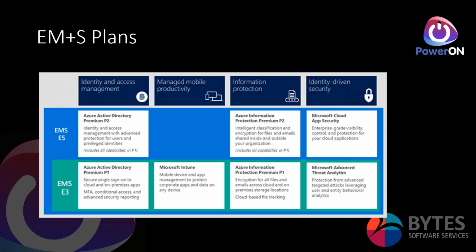So drilling down a little bit into it, I've got a small slide on the EM+S plans. The EMS E3 contains your Azure Active Directory Premium P1 plan, as well as Microsoft Intune, and there's no advanced plan of Microsoft Intune. Intune is just Intune. And also the Azure Information Protection P1. As you can see, in the E5, these are layered with a little bit more advanced functionality. So you get the identity and access management with the Azure Active Directory P2.